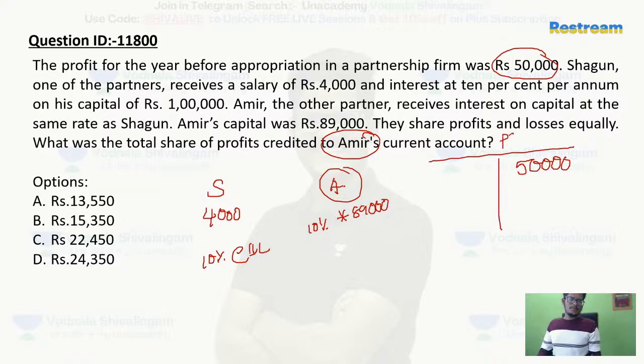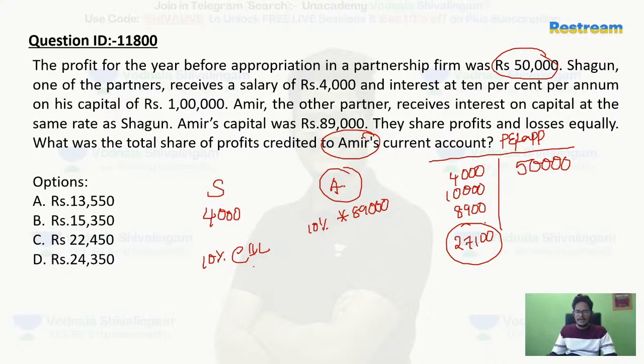This is the profit and loss appropriation account. 50,000 is there as net profit. Salary needs to be paid. After that, on capital, your 10% is 10,000 to pay, and for the other 8,900 to pay. Then how much is left over? 4,000, 14,000, 22,900, which means 23,000. So 27,100 will be the profit.